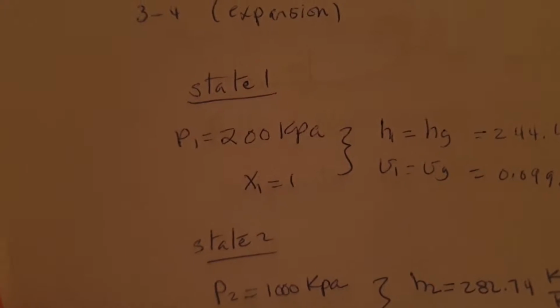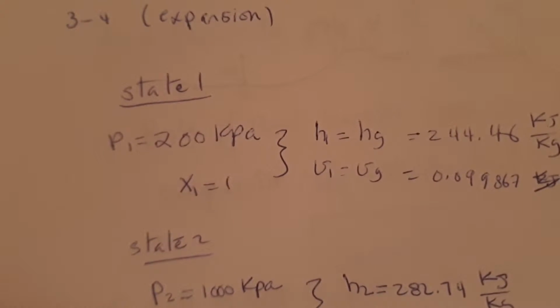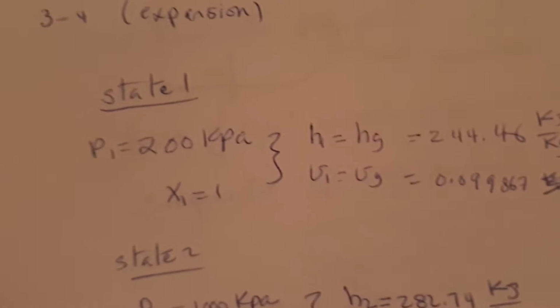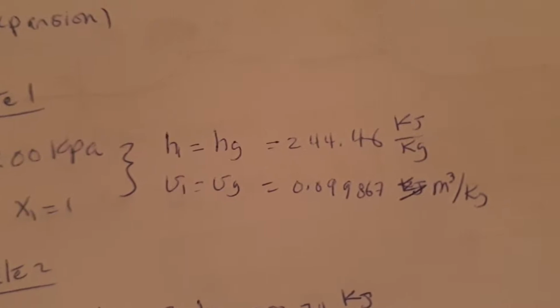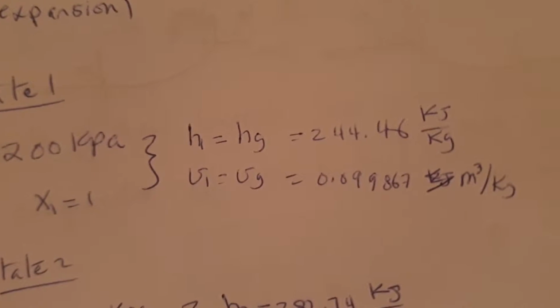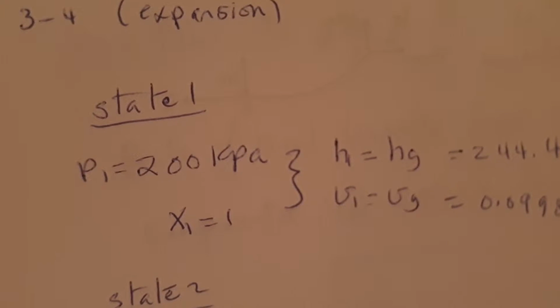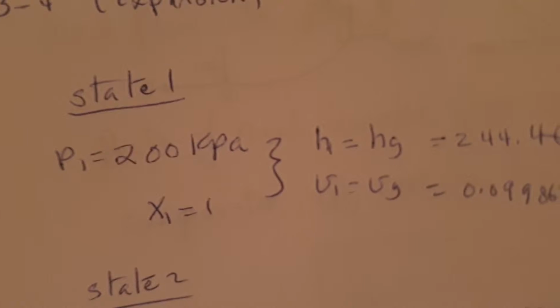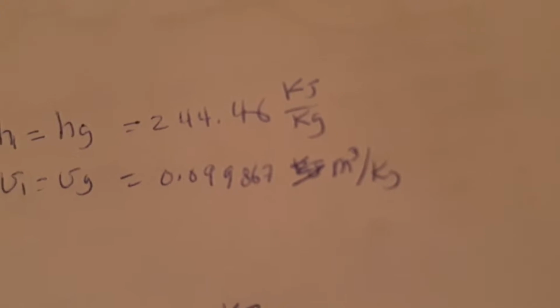So 200 kilopascal and X is equal to 1. From this you go to the tables, you find H1. 200 kilopascal with X equal to 1 means gas. So H1 is the H gas, 244.46 kilojoule per kilogram. And V1 is V gas, at 200 kilopascal, 0.099867 meter cube per kilogram.